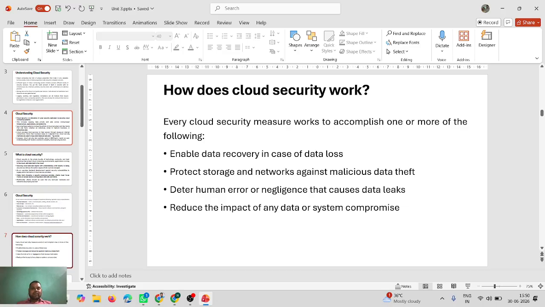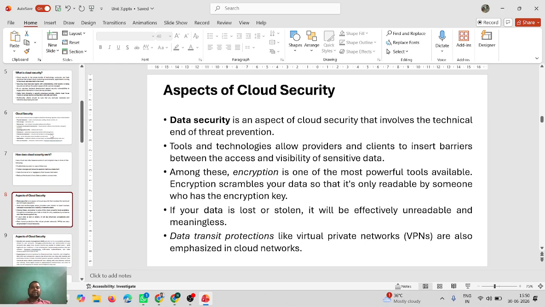It also enables data recovery in case of data loss. It will protect your data system from malicious attacks, or any spoofing, hijacking, etc. And it will eliminate the human error and negligence that cause data leaks. And it will reduce the impact of any data system compromise by utilizing different policies and mechanisms.